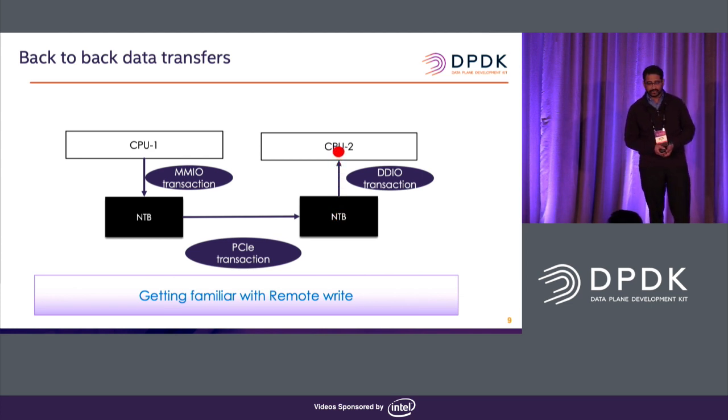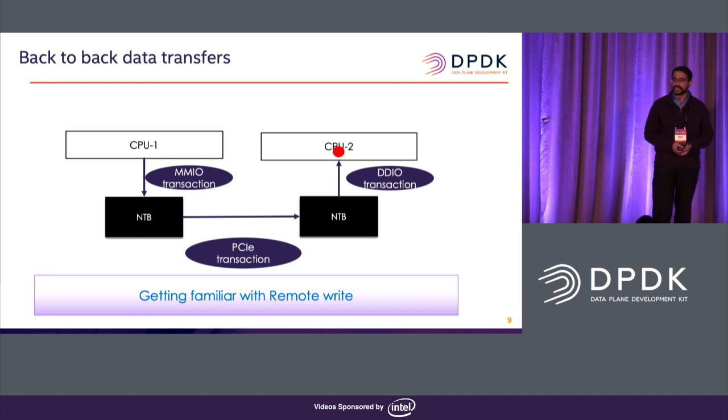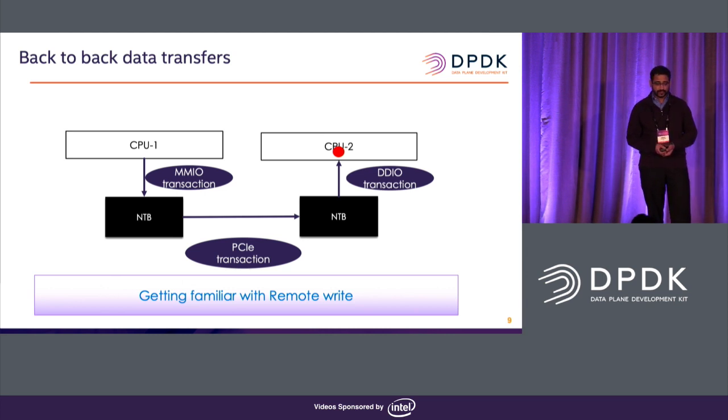By default, it is enabled. You don't have to worry about anything. So any kind of IO transaction directly lands into my last level of cache. So again, these are some of the performance tuning we implemented to get the best performance out of it.